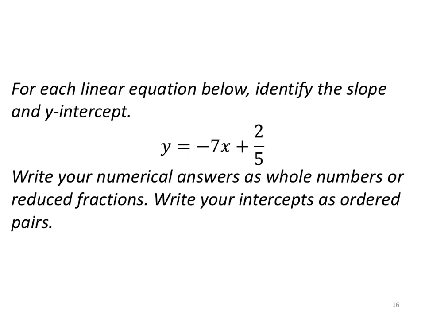All right, okay. Just look at this equation, right? Y equals negative 7x plus 2/5. It's not asking us to graph. We just want to figure out what the slope and y-intercept is.